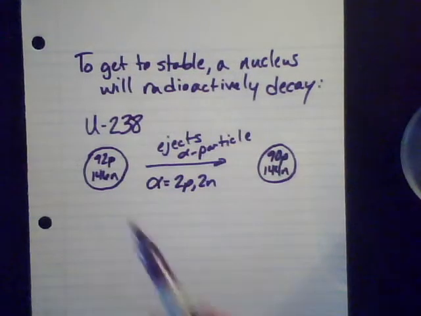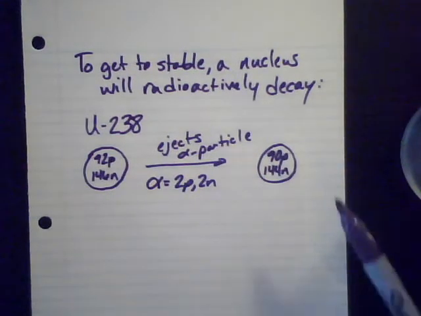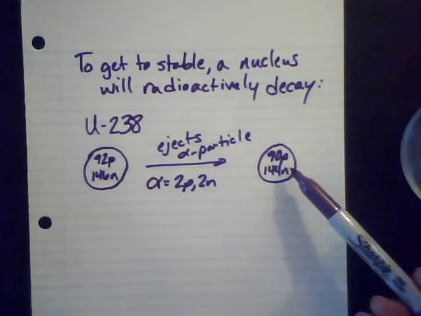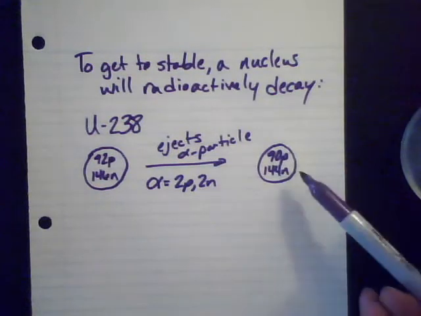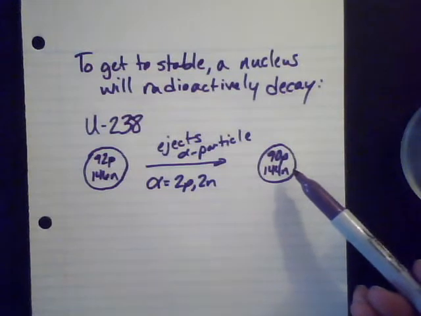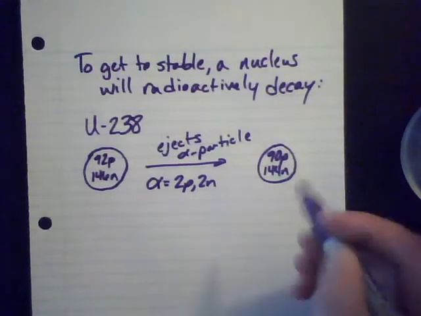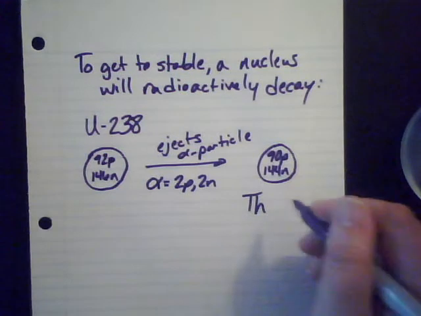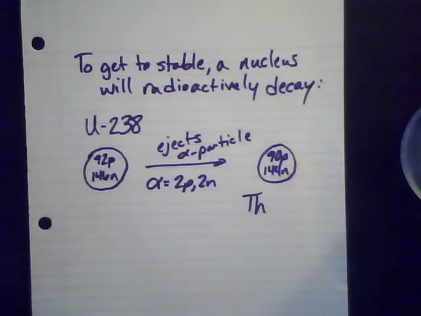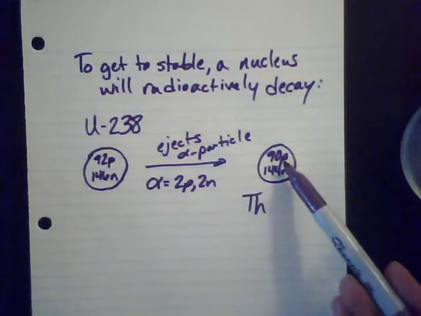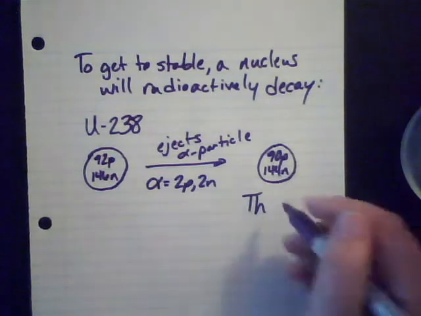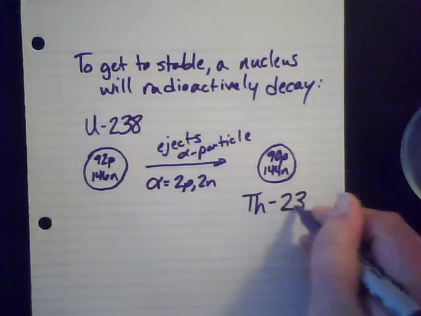And now I've gone from U-238 to a completely different element. Now I have 90 protons in my nucleus, which is a unique characteristic to a different element. I'm not uranium anymore. So if you look up 90 protons on your periodic table, then you'll see that the element you have become is thorium, Th. And the isotope of thorium then is going to be, I'm looking at mass numbers here, if I add together my 90 and my 144, then I end up with thorium-234.